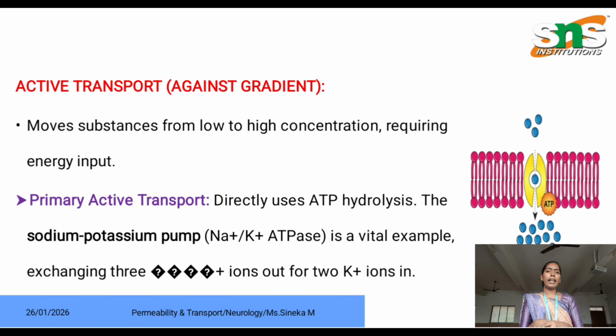The next one is active transport, against the gradient. Usually active transport needs energy to move the substances. It moves substances from lower concentration to higher concentration, requiring energy input. In active transport, the first one is primary active transport. It directly uses ATP hydrolysis. The sodium potassium pump is a vital example, exchanging 3 sodium ions out for 2 potassium ions in.